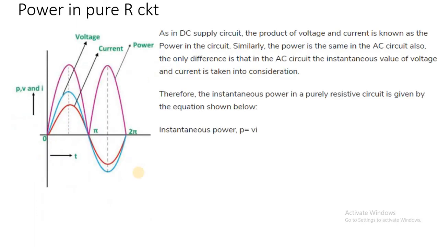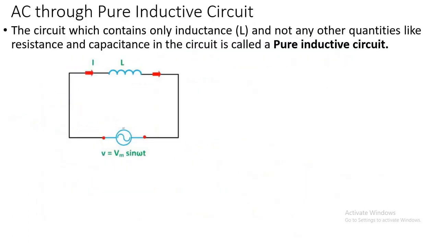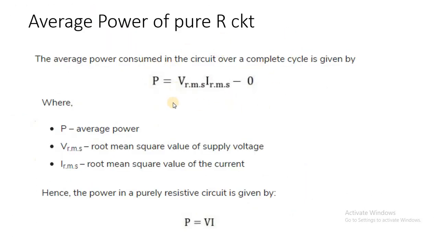Then we have seen the instantaneous power equation. The instantaneous power equation is Vm by root 2 into Im by root 2 minus Vm by root 2 into Im by root 2 cos of 2 omega t. This equation may not be important for your MCQ exam, but this particular equation is important for your MCQ exam: the average power. The average power of a pure resistive circuit, P average, is denoted by capital P. So capital P is equal to Vrms into Irms, which is also denoted by P equal to V into I. Okay, so this is the pure resistive circuit. Has everyone understood clearly?